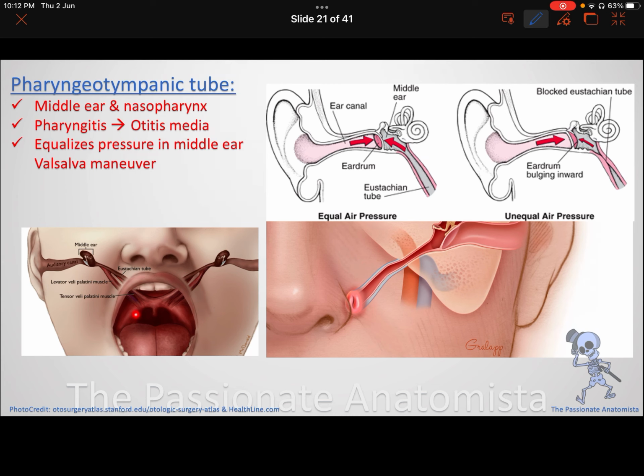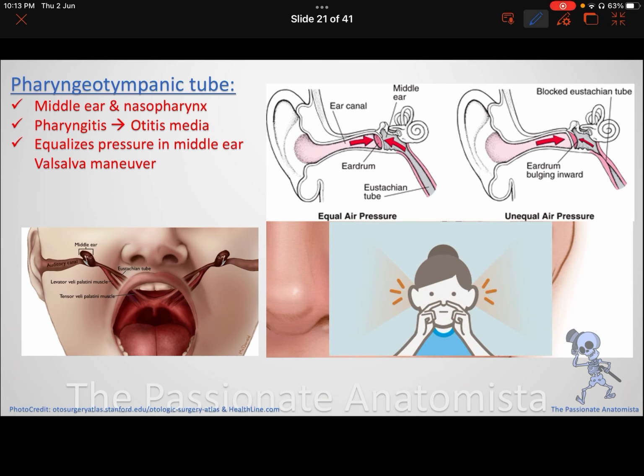These muscles are going to pull on the cartilaginous end of the pharyngotympanic tube, because remember when I told you that the outer 1/3 is bony and the inner 2/3 are cartilaginous. So the two muscles from deep inside around the palate are going to pull on the cartilaginous part, and thanks to them, they are going to help. And this can be done by the Valsalva maneuver.